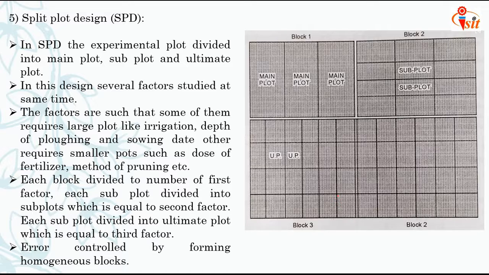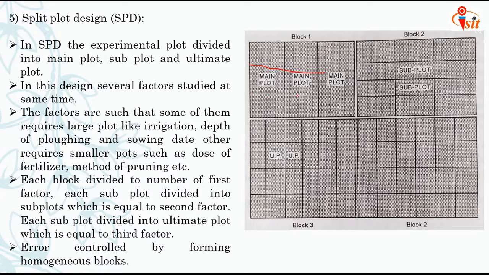The factors are such that some of them require a large area. There are many factors such as irrigation, or the depth of flowing, or the sowing date. These factors require a large area to study, and factors such as fertilizer, method of pruning, and names of different varieties require a small area. So whatever factors require more area are allocated to the main plot first.